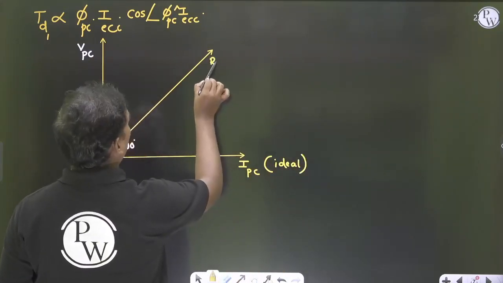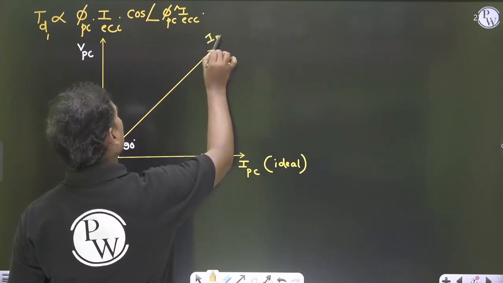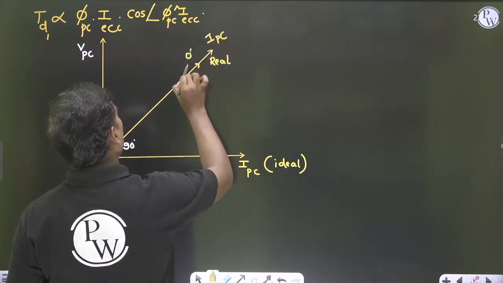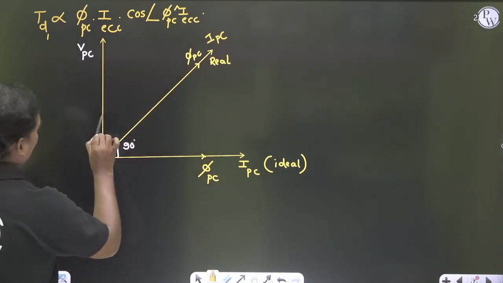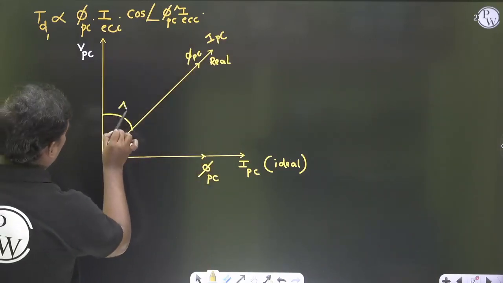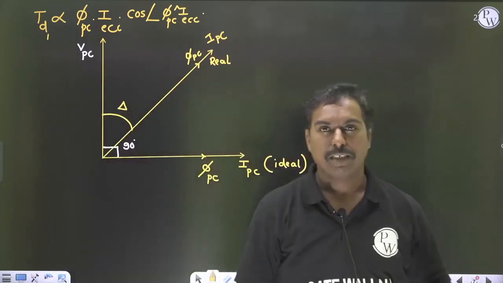Is the real. What is this real now? This is the IPC, our phi, clearer? And what is this angle now? This angle I am taking it as delta. Okay, that is the angle, actual angle I am taking it as delta.